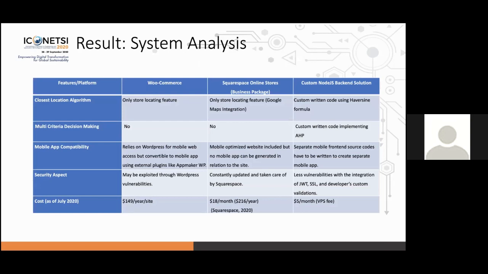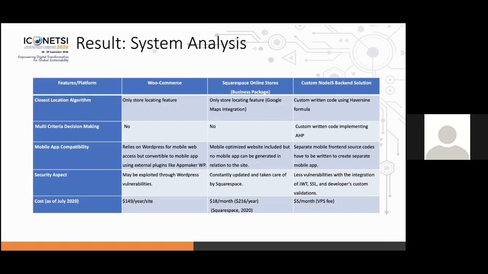Here is the system analysis, and based on a couple of tests, why do we choose WooCommerce and Squarespace? Because WooCommerce makes the most and Squarespace second in terms of e-commerce solutions in the market.